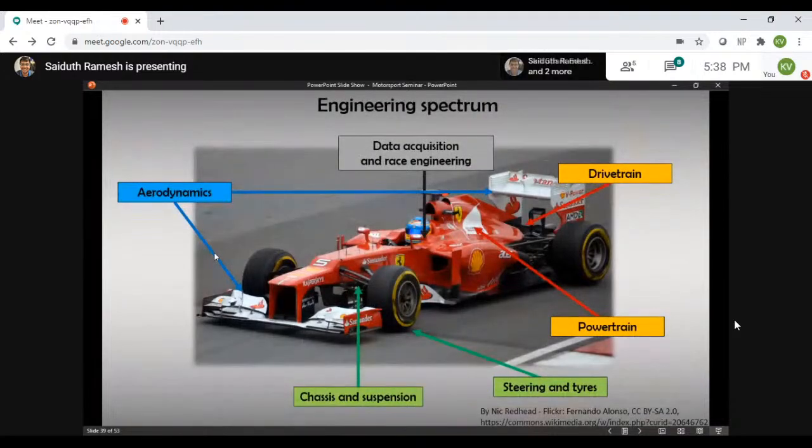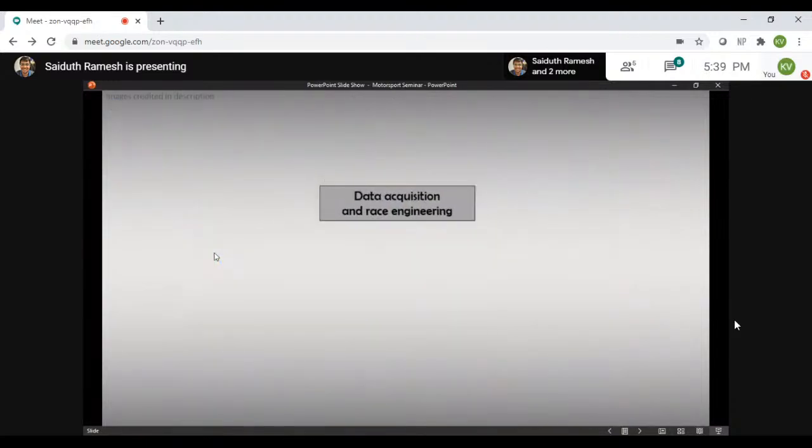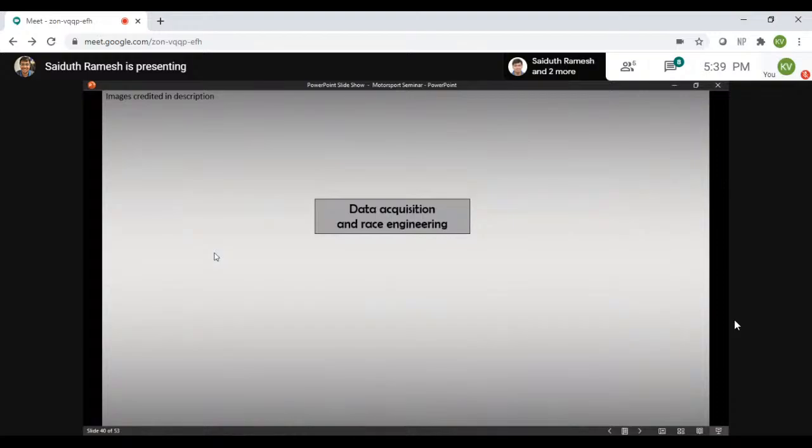Now, we'll go into data acquisition and race engineering. And this is kind of my specialty. This is what I worked on in my thesis. And from driving the vehicles, I kind of had an idea of how to read this data in Formula Student. So it was a great experience. This is hardcore race engineering.